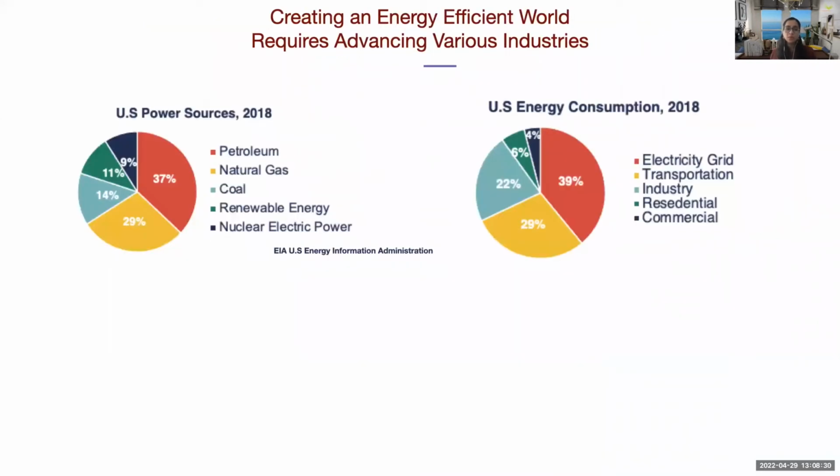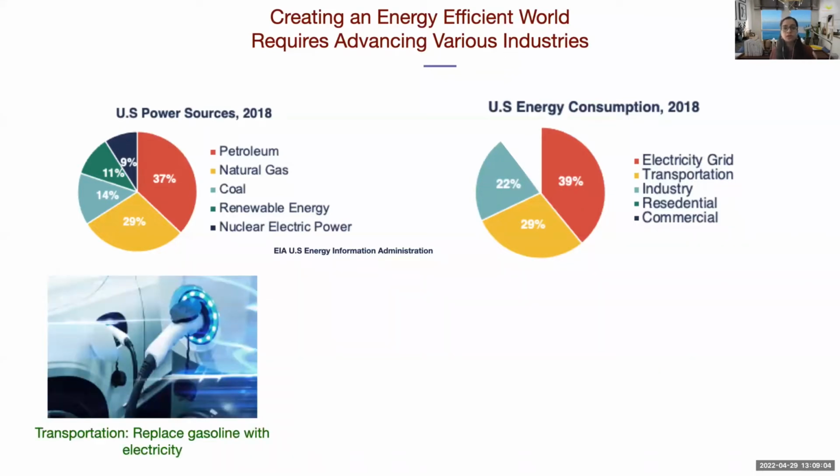At the heart of the problem is that we still rely on these dirty carbon-based fuels for almost 80% of all the energy that we generate each year. And on the right-hand side, you're looking at the energy consumption chart, and you would notice that there are three large sectors: electricity grid, transportation, and industry, which consume 90% of all the energy that we generate each year. So one can imagine that if we can transform these three sectors, we can significantly reduce greenhouse gas emissions.